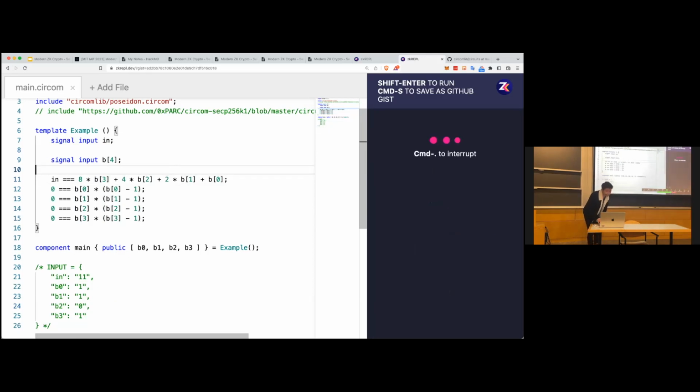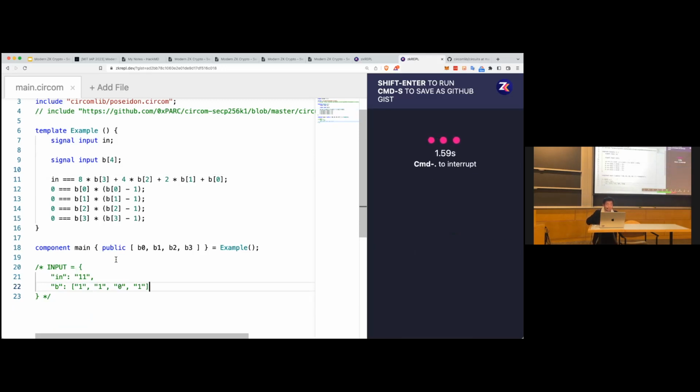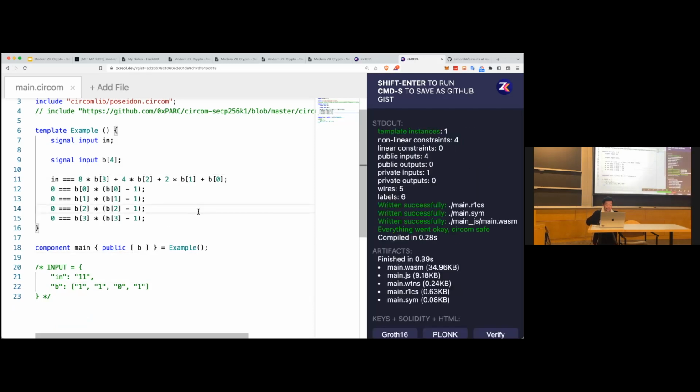So I can press Shift-Enter. And then the other thing I'm going to have to do is change this input, because now this input format is wrong. You can see that zkREPL is complaining a lot. So we're going to make this 1, 1, 0, 1. Yes, that's right. Good catch. Cool. So now this works.